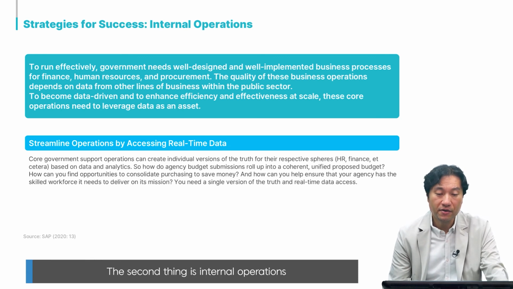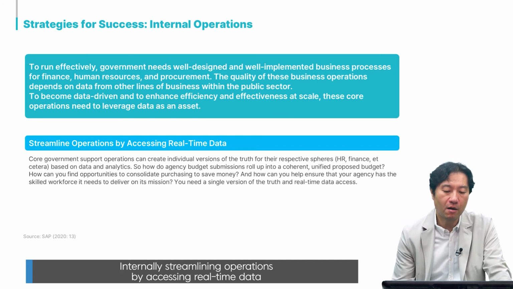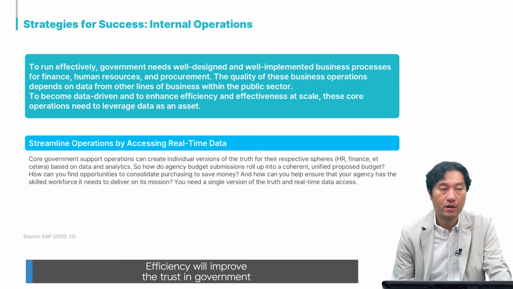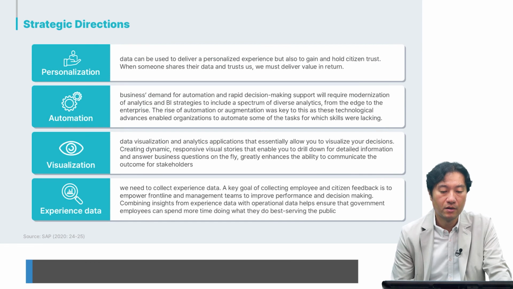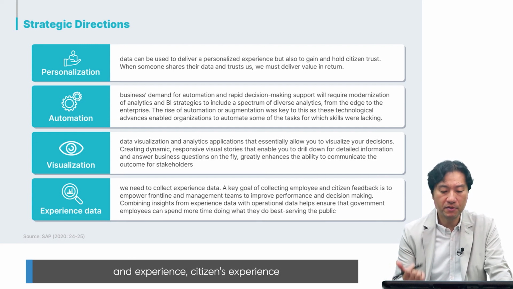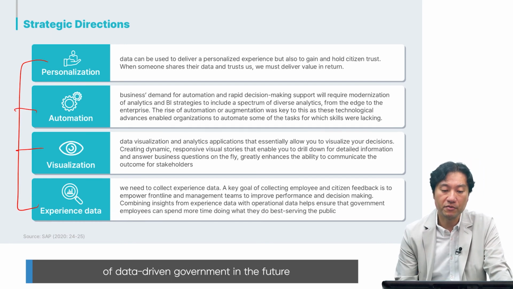Strategy for success. The second thing is internal operations. Internally, streamlining operations by accessing real-time data, that is a very important action. Streamlining operations. Efficiency will improve the trust in government on the citizen side. Personalization, automation, visualization, and experience, citizen experience. These four things are very important strategic directions of data-driven government in the future.